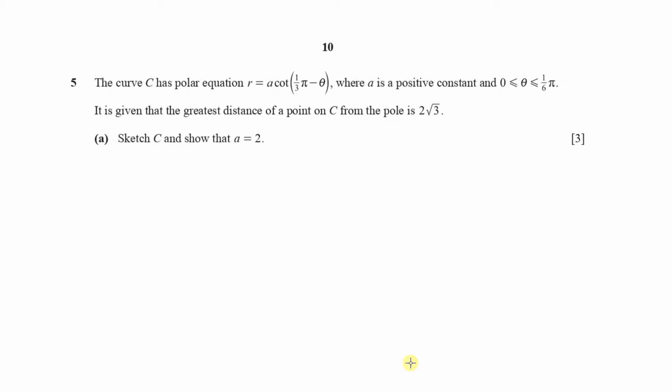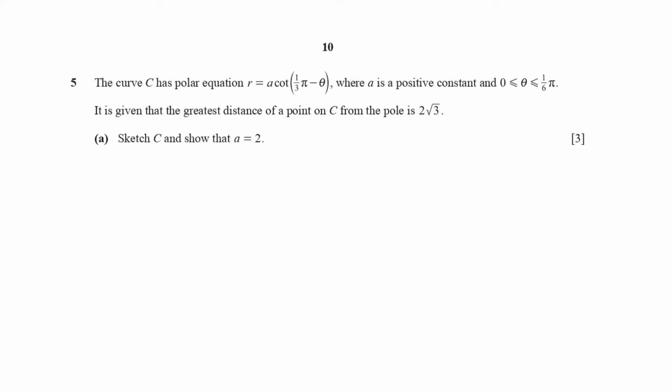Question number 5. The curve C has polar equation r = a cot(π/3 − θ), where a is a positive constant and θ ranges between 0 and π/6. It is given that the greatest distance of a point on C from the pole is 2√3. So in part A, they say, sketch C and show that a is equal to 2.